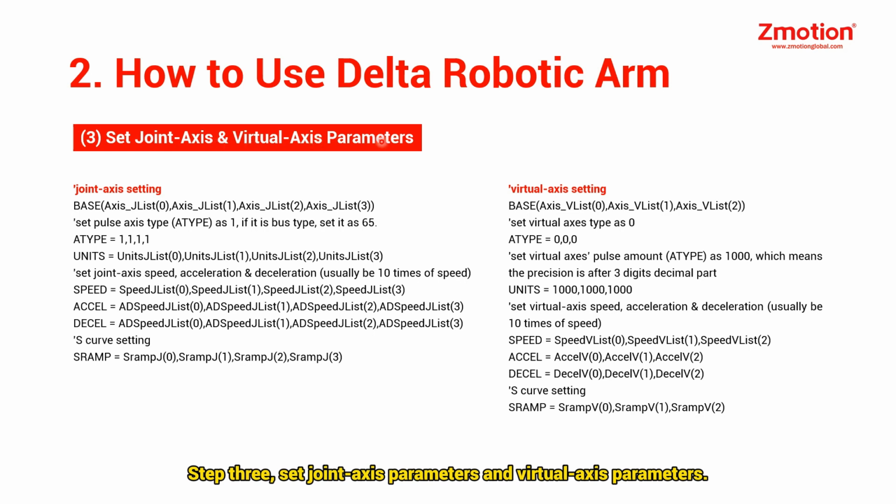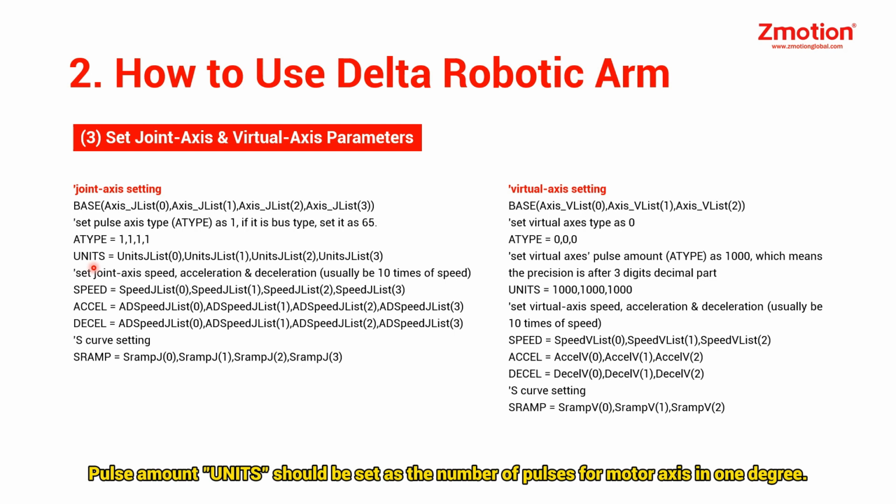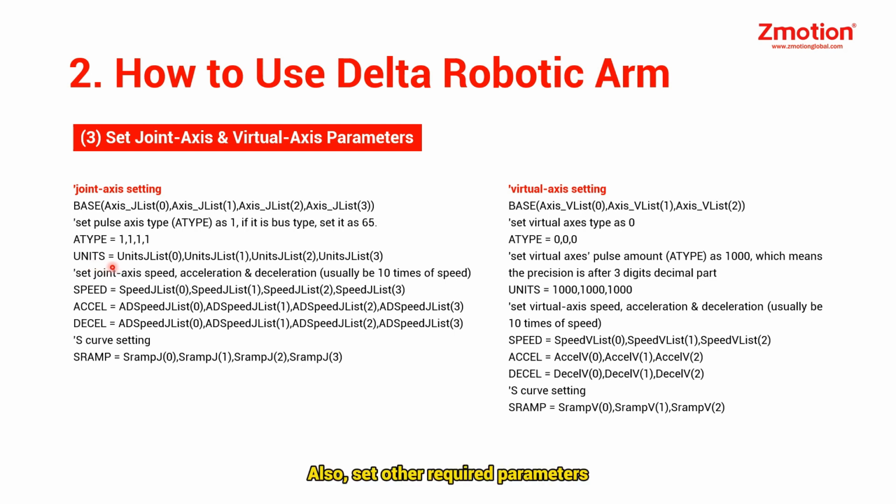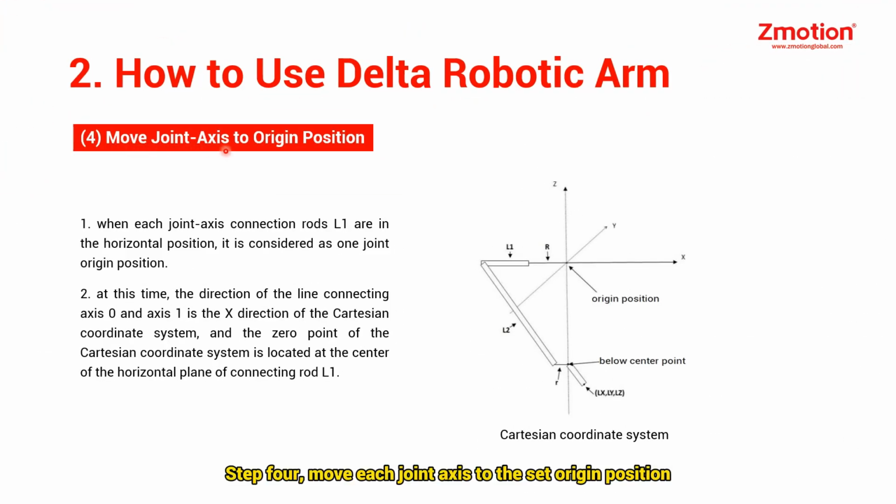Step 3. Set joint axis parameters and virtual axis parameters. Pulse amount units should be set as the number of pulses for the motor axis in 1 degree. Also, set other required parameters, like acceleration, deceleration, and motion speed. In virtual axis parameters configuration, generally, set pulse amount units as 1000, which means it can be accurate to 3 decimal places.